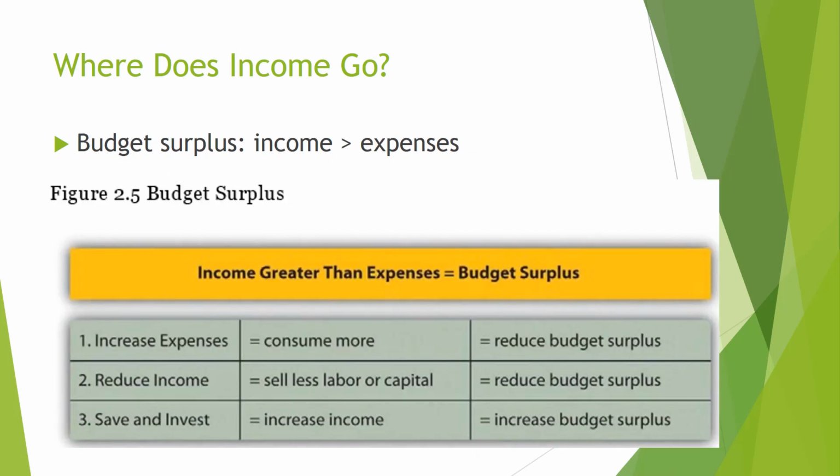Now, if your income is greater than your expenses, you're in a good position. This is known as a budget surplus. This is sustainable and financially viable. Knowing that you have extra income, you could consume more, you could spend more money. This will reduce your budget surplus. You can reduce your income by working less, and that will also reduce your budget surplus.